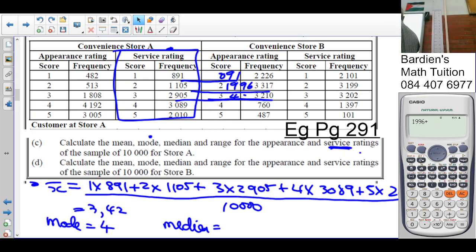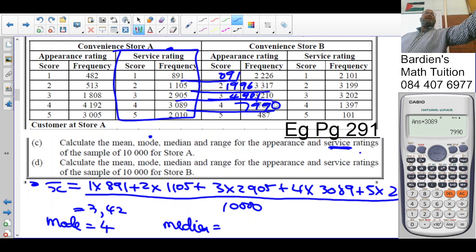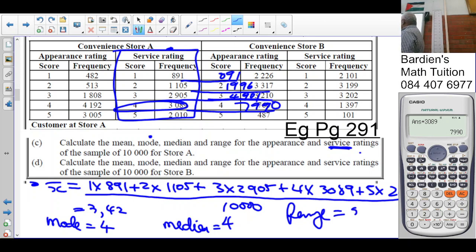1,996 plus 2,905, yes, 4,901. You are right. 4,901 plus 3,089 is 7,990. Which means to say the person standing 5,000 and 5,001 is in this category. Not so? So the median is 4. What's my range? The highest value minus the lowest value.